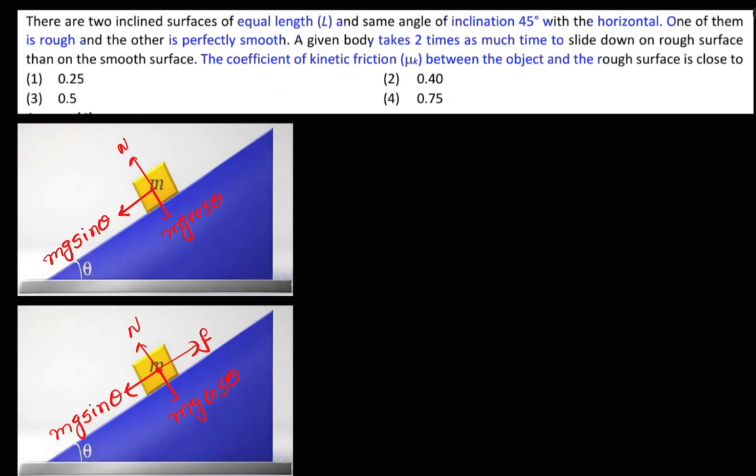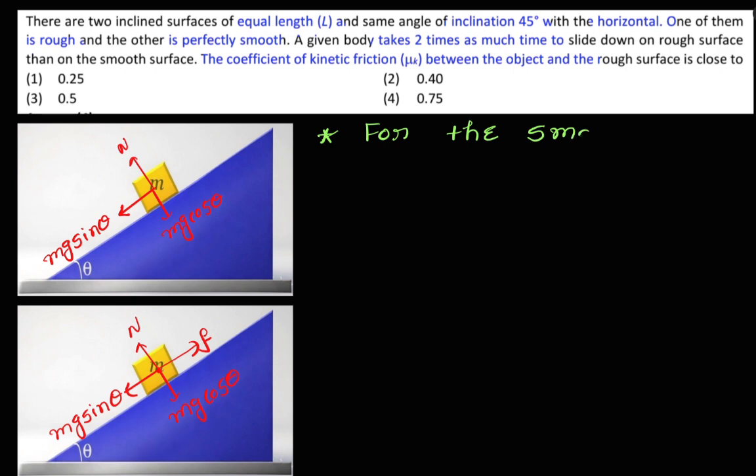लेकिन रफ सरफेस में स्मूथ सरफेस से 2 टाइम्स ज़्यादा वक्त लगता है. नाउ वी हैव टू फाइंड आउट कोएफिशिएंट ऑफ काइनेटिक फ्रिक्शन फॉर द रफ सरफेस. सो बच्चों, लेट मी बिगिन टू सोल्व दिस क्वेश्चन. नाउ लेट मी राइट डाउन फॉर द स्मूथ सरफेस. तो फिर स्मूथ सरफेस के लिए क्या लिख सकते हैं?